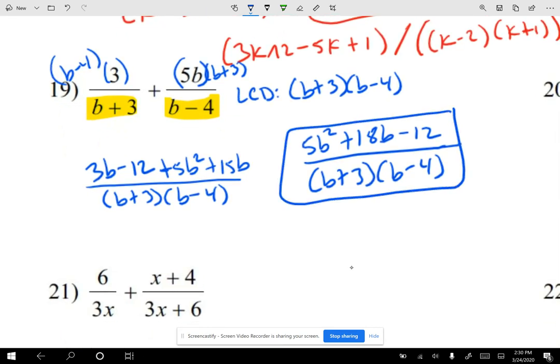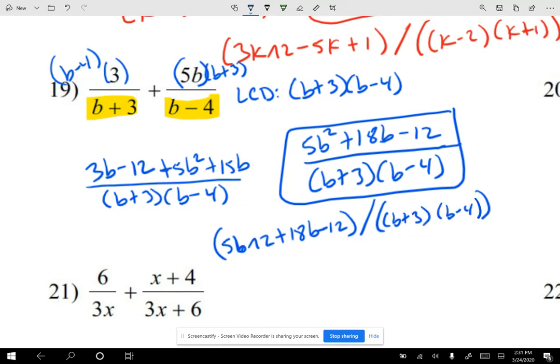That way I will type this. The top, 5b to the second plus 18b minus 12, over at the bottom. I have a big set of parentheses. Inside of it, b plus 3 and b minus 4.